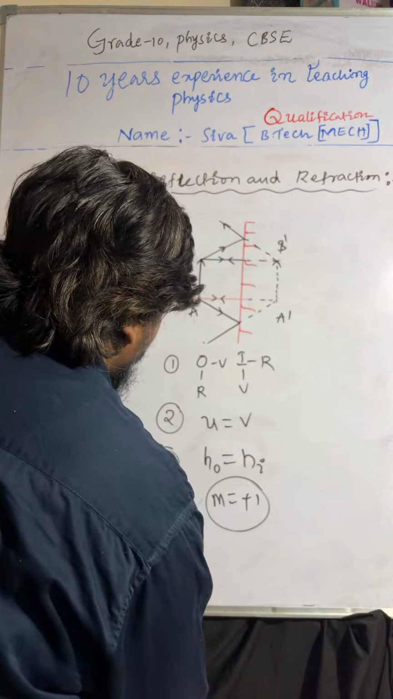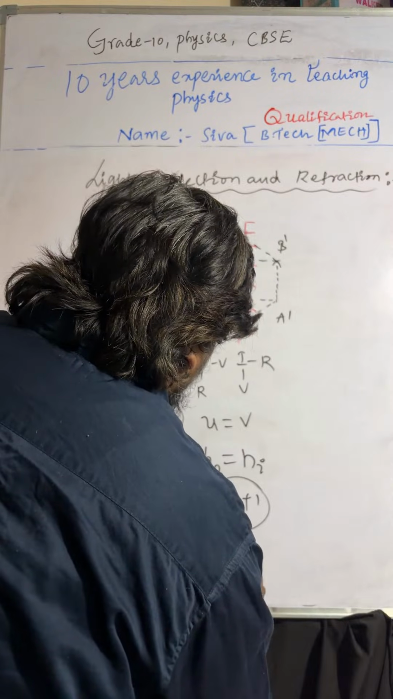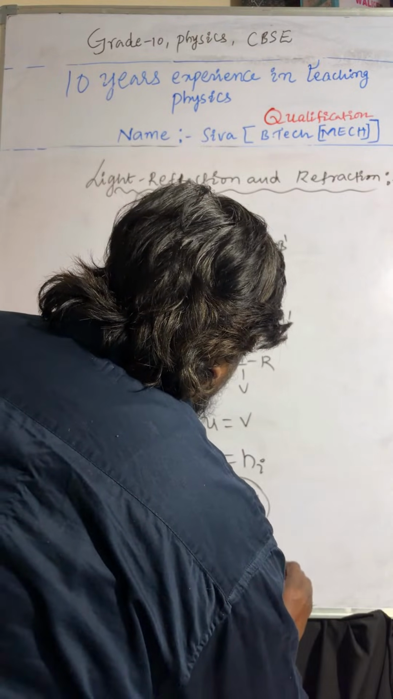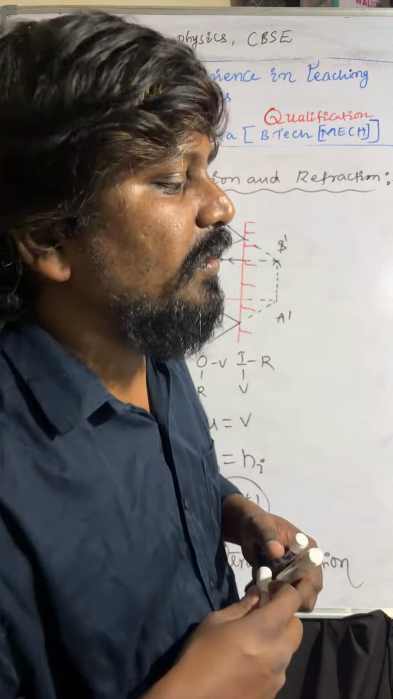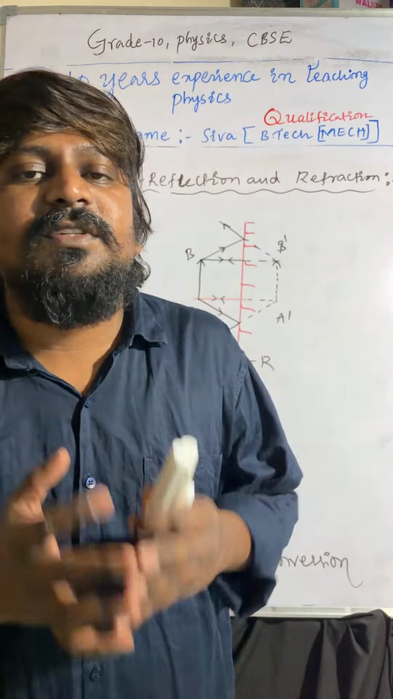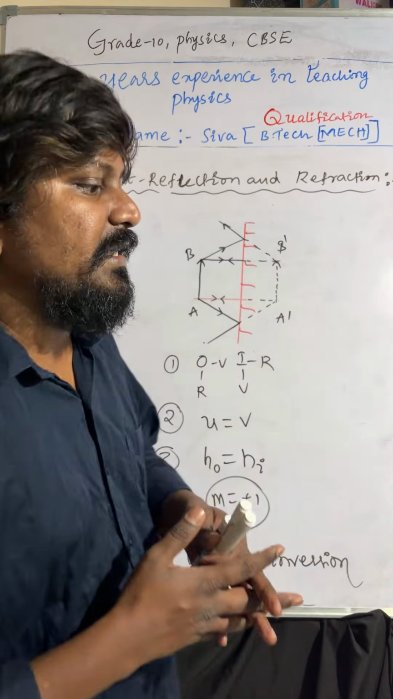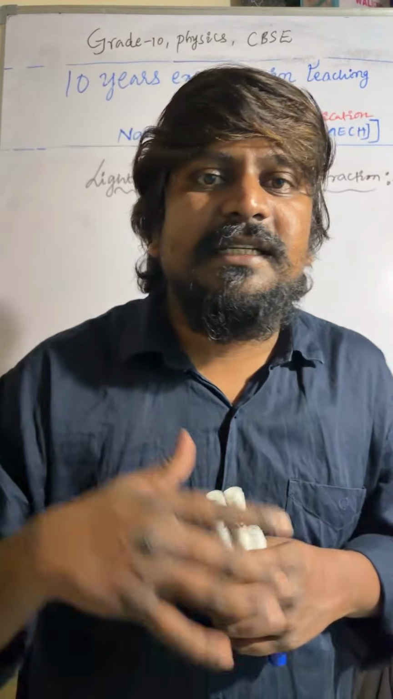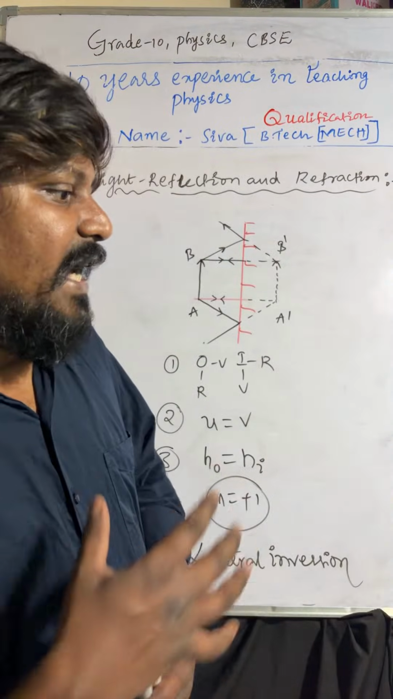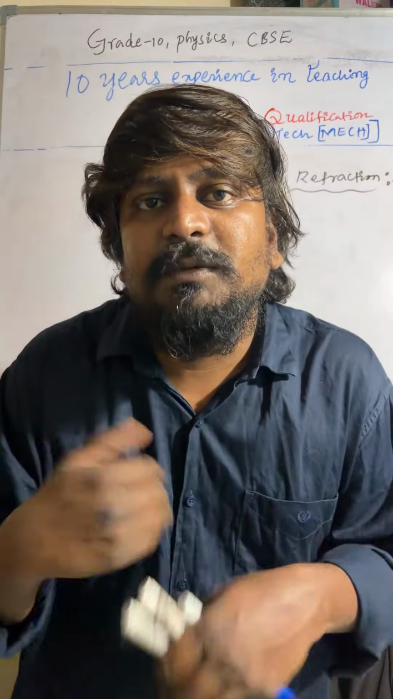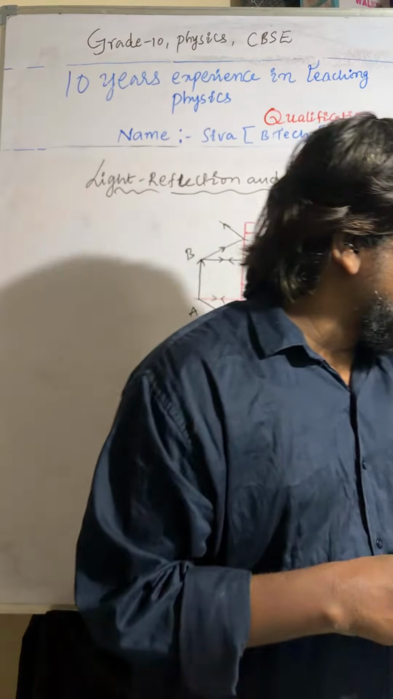Coming to the fifth one, the plane mirror also shows lateral inversion. To recap: first, object is real, image is virtual; object is virtual, image is real. Second, object distance is equal to image distance. Third, height of the object is equal to height of the image. Fourth, magnification of the plane mirror is +1. And it also shows lateral inversion.